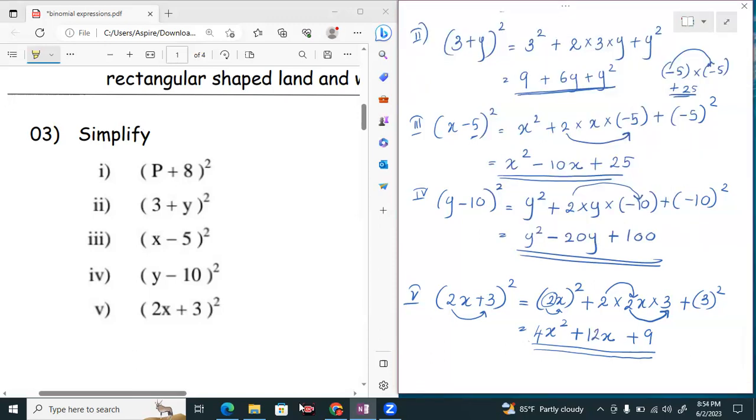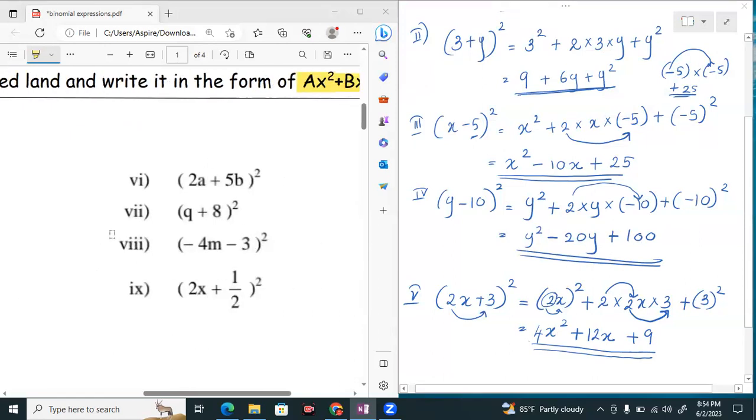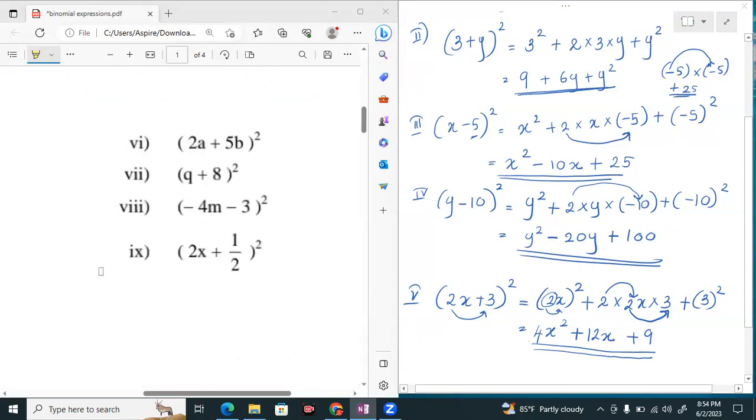Yeah? Now raise your hand, those who have got all correct. Only 4 correct. Three. Okay. Others try to finish up to the 9th one.